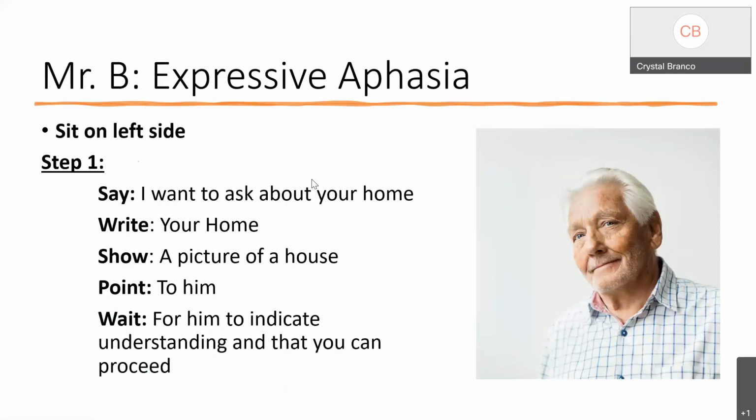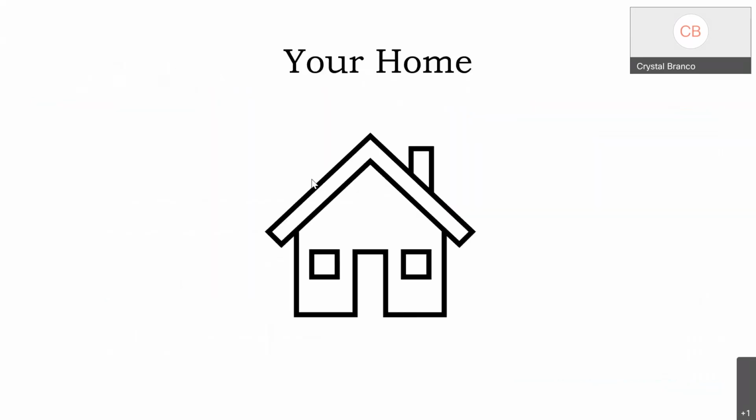And you're going to say to him, I want to ask about your home. You will write down "your home" and perhaps show him a picture of a house. And then you point to him to indicate you're talking about his house. So you wait for him to indicate understanding and that you can proceed. So this might be an example of the visual. So you've written down your home and you have a picture of your home.